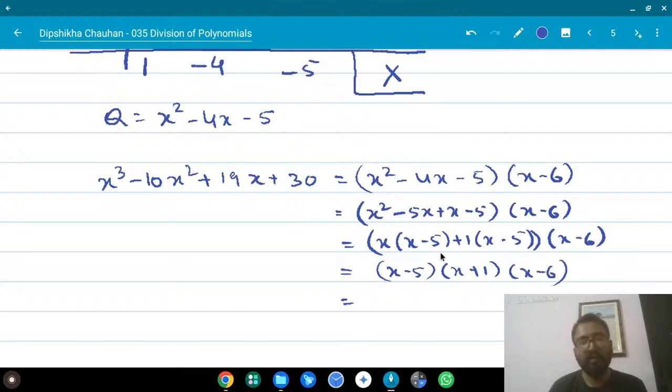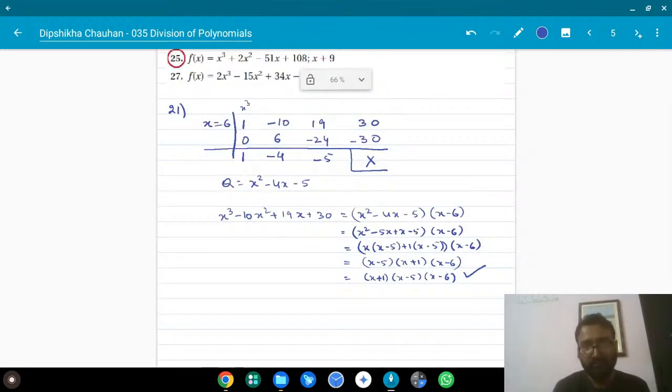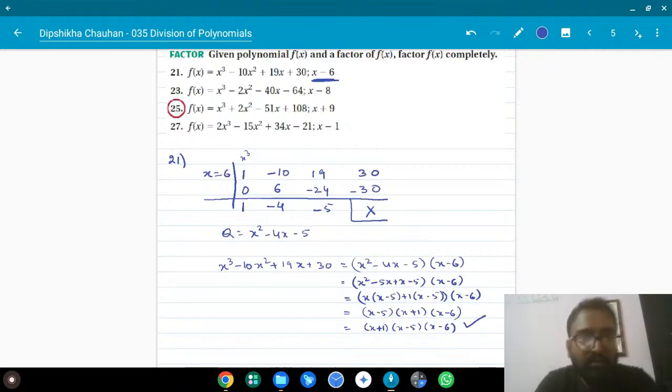Of course, you can write it in any order, that is x plus 1 into x minus 5 into x minus 6. So it is a complete factorization of the given polynomial. But this is possible when the given equation is cubic. Okay, so what should I do next?